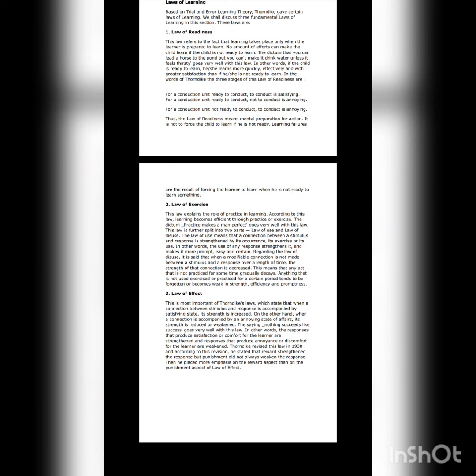Thorndike revised this law in 1930, and according to this revision, he stated that reward strengthened the response, but punishment did not always weaken the response. Then he placed more emphasis on the reward aspect than on the punishment aspect of the law of effect.